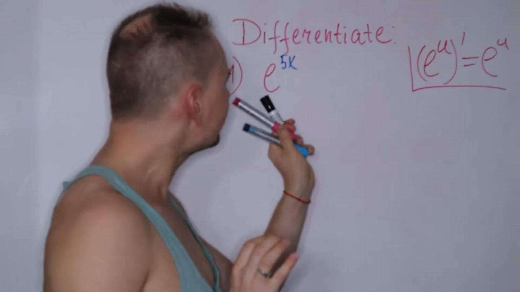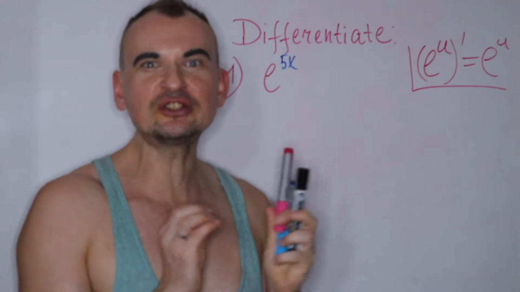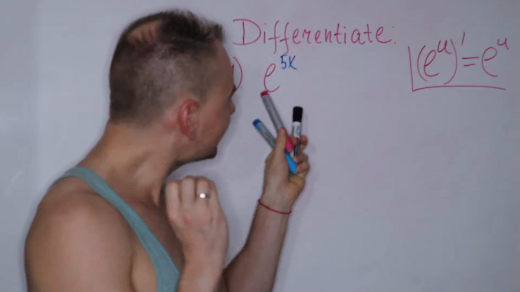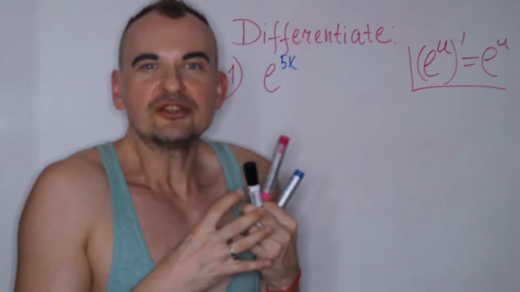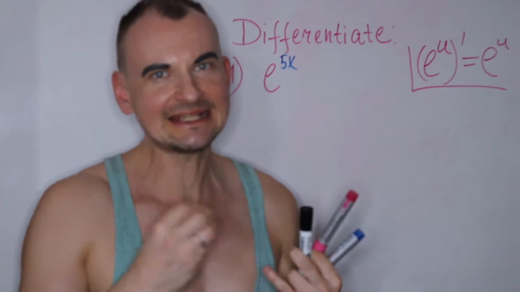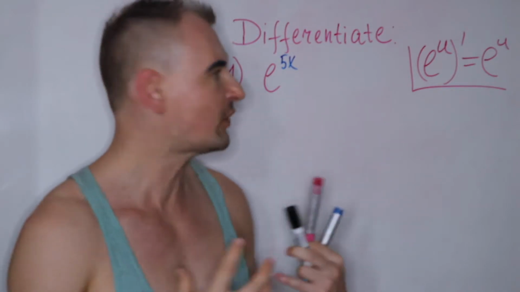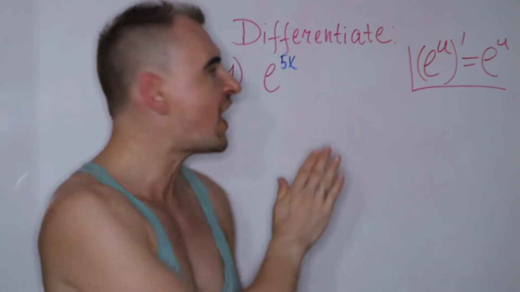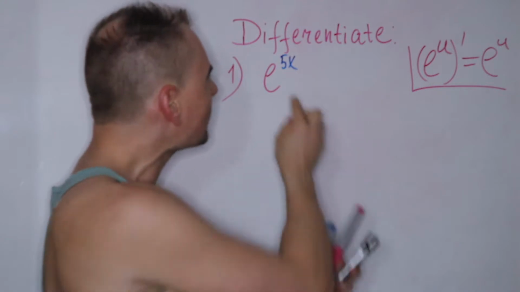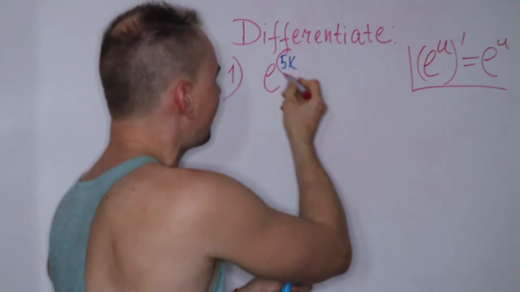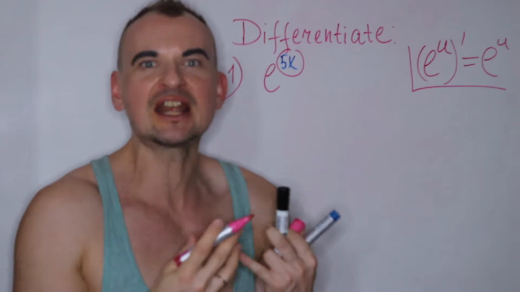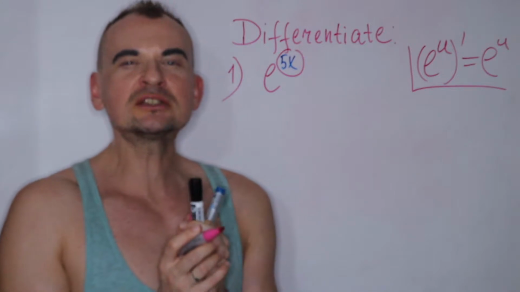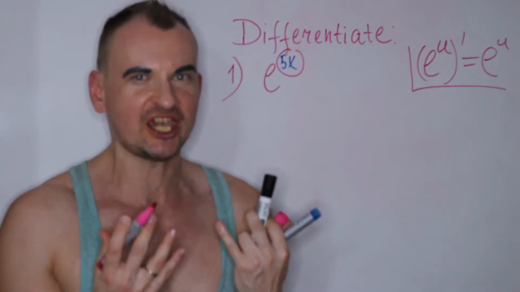Now, look at this. You have e to the 5x. It's not e to the x, it's e to the 5x. And if you look at this function more closely, you would notice that your function basically is made of another function. You have e not to the x, but e to the 5x. So your function consists of another function, which is 5x. So basically you are given a composite function. And at this point you have to use the chain rule.